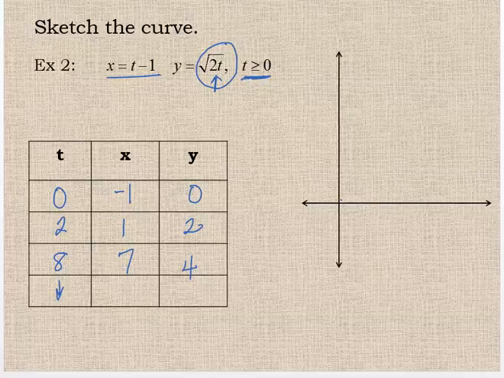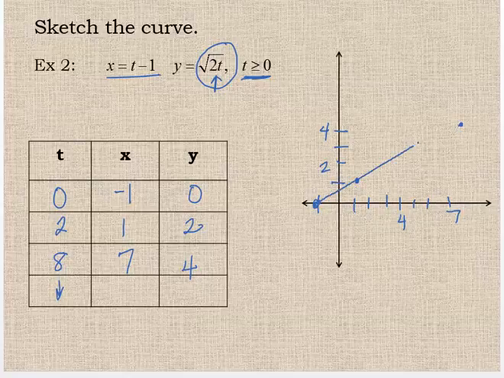So we can graph this. Our x values go from -1 to +7, and y values go to 4. So graph this. At -1, y is 0. At 1, y is 2. At 7, y is 4. So what we have is this curve basically doing this.